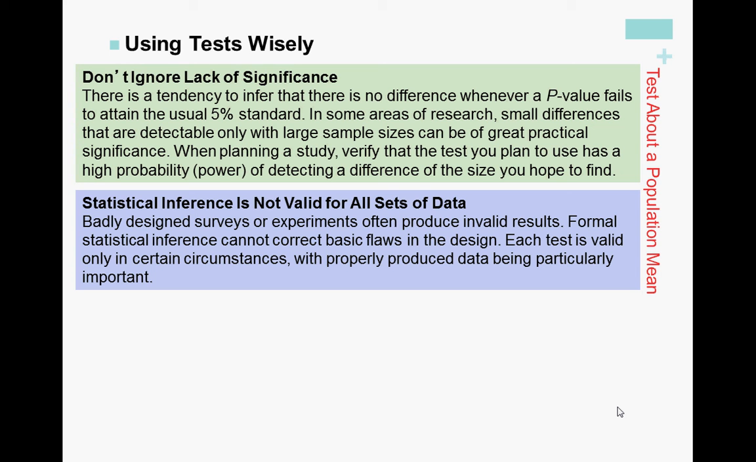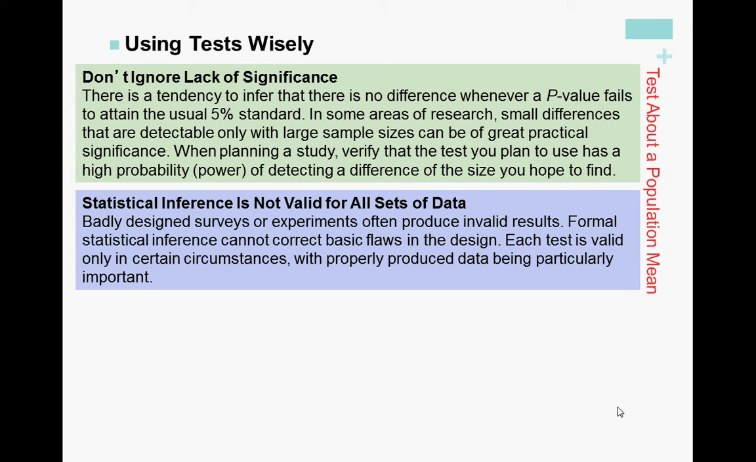And statistical inference is not valid for all sets of data. If we have badly designed surveys or experiments, that can produce invalid results. So inference cannot correct flaws in the design. Each test is valid only in certain circumstances with properly produced data. So if we do poor sampling or poor experiments, the math being strong doesn't help because the numbers we're plugging in are poor.